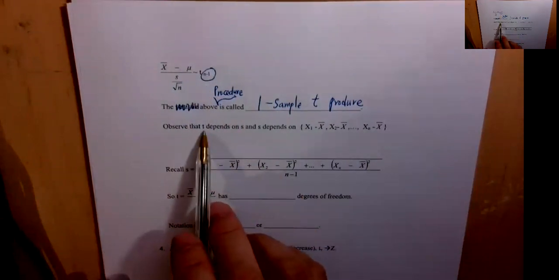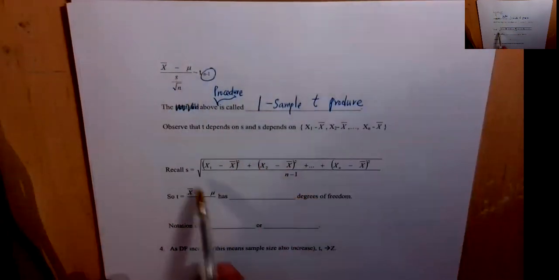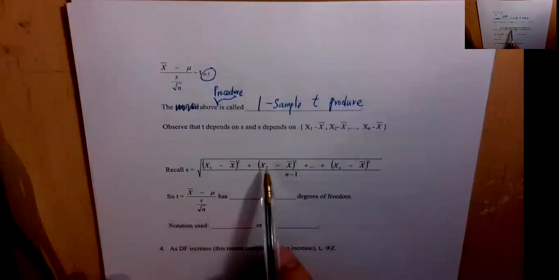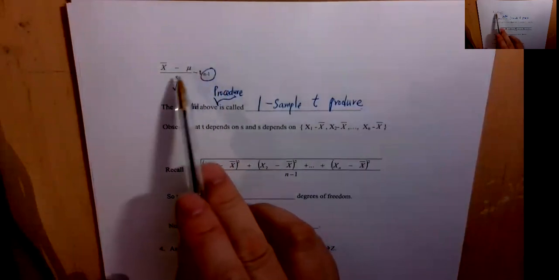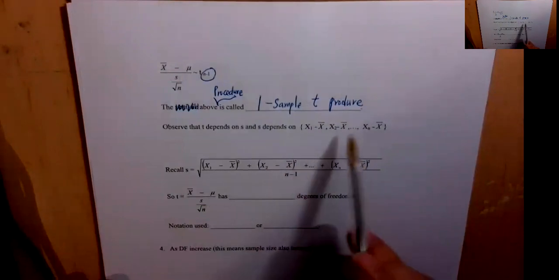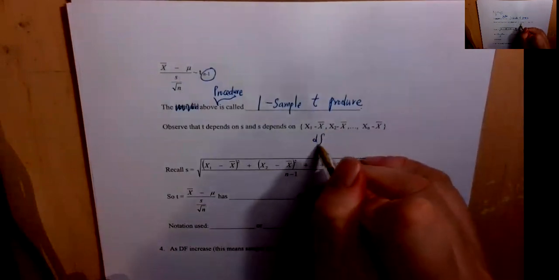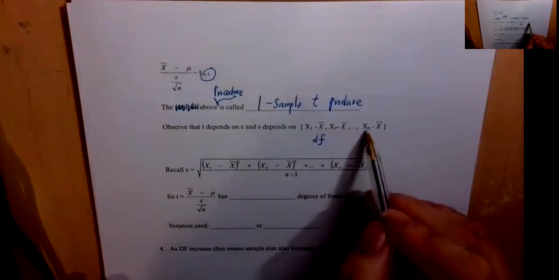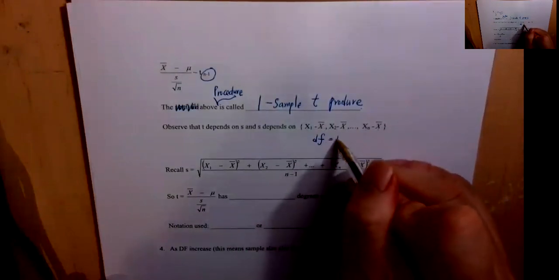Observe that t depends on s. And s, the sample standard deviation, depends on x1 minus x bar, x2 minus x bar, up to xn minus x bar. So let's try one more time. What's the degrees of freedom? Because x1 minus x bar plus x2 minus x bar plus all the way up to xn minus x bar add up to what? Add up to 0. So you lost 1 degree of freedom. The degrees of freedom is n minus 1.